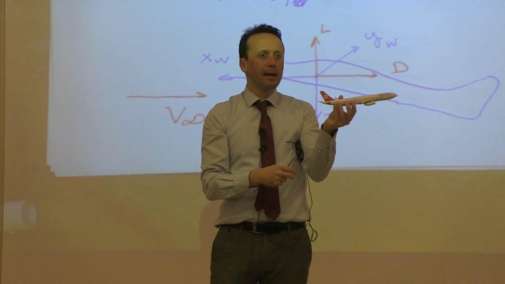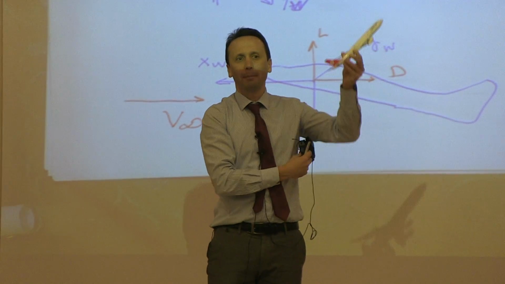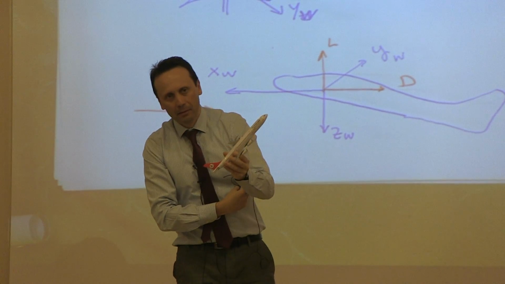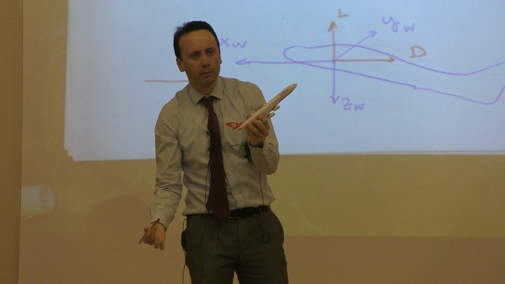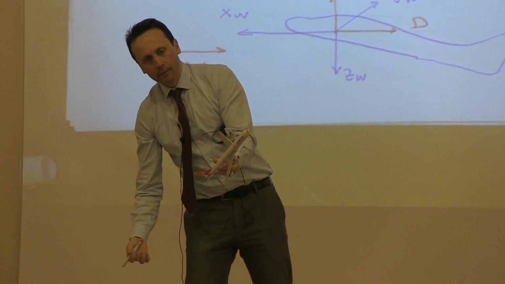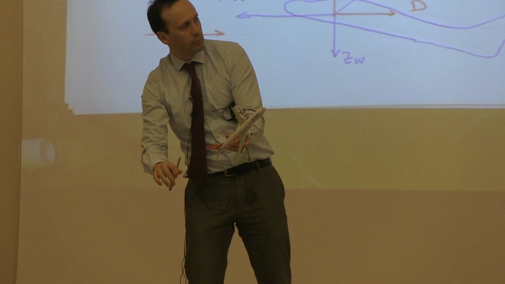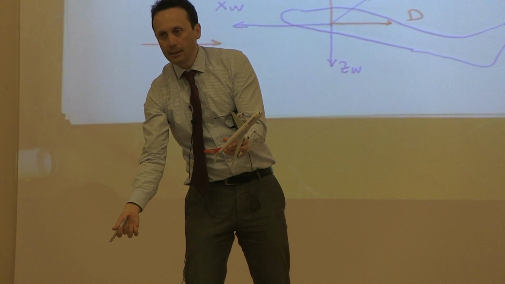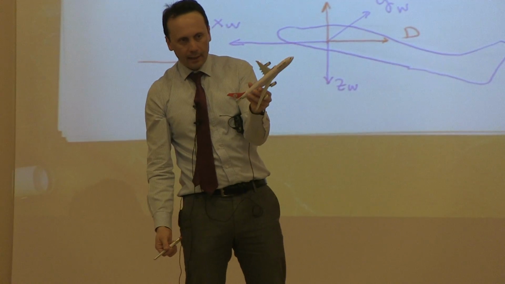What about an airplane flying backwards? It can't fly backwards really, but it's falling backwards. So V infinity would be coming from here, and that would be XW. What if an airplane is falling down like that? This would be V infinity, and that would be XW. Understand? Airplane falling down like that.